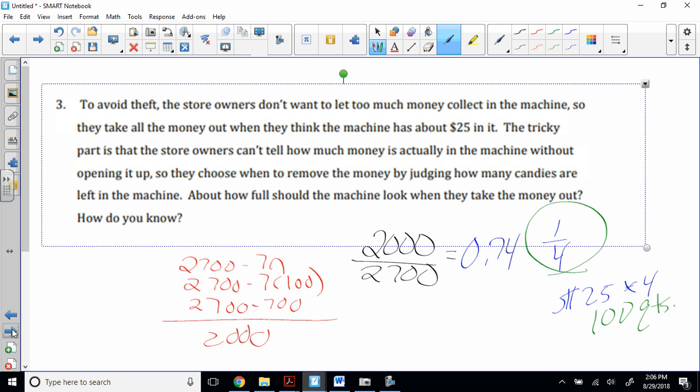Now the really cool thing is this. If the guy, or whoever's taking the money out of it, is really observant, they can get really, really precise. They can get very close to $25 every single time that they empty the money. How? See, the guy's not going to sit there all day and watch people buy candy, is he? He's got stuff to do, so we can't do that. How can he or she precisely gauge so that it's right around $25 every time?